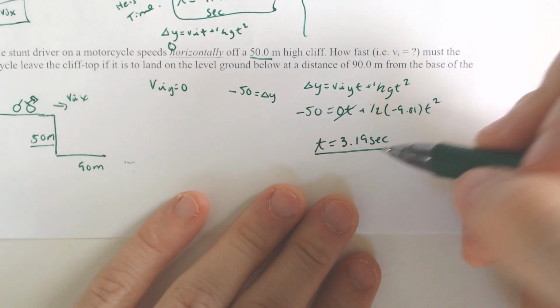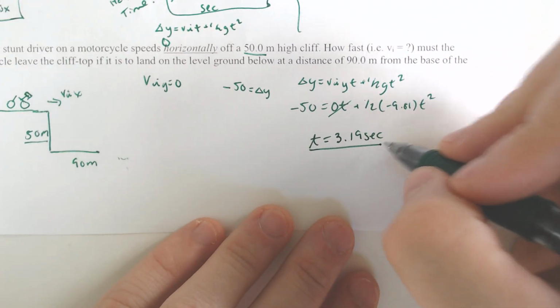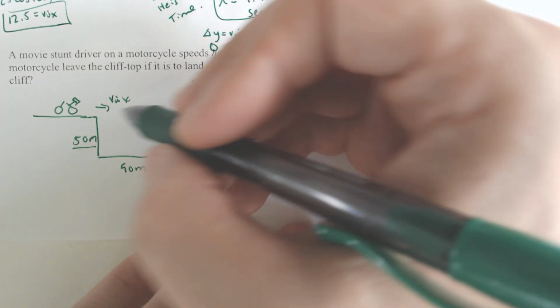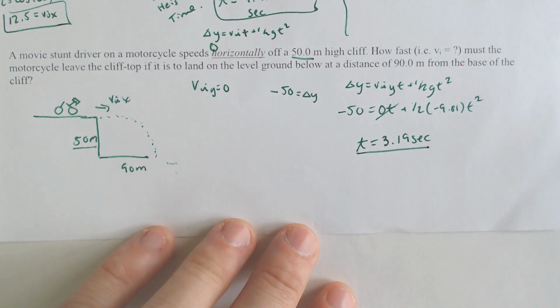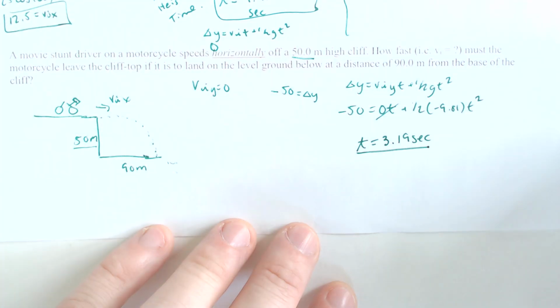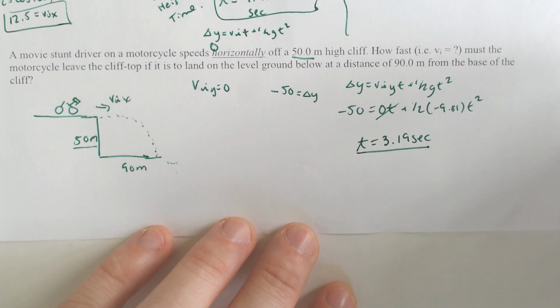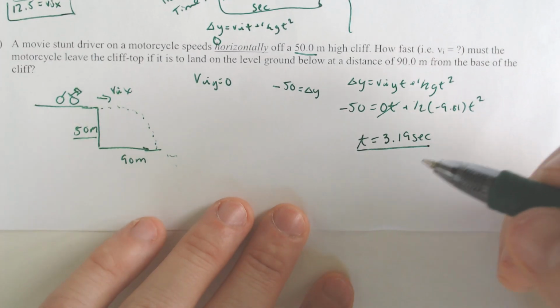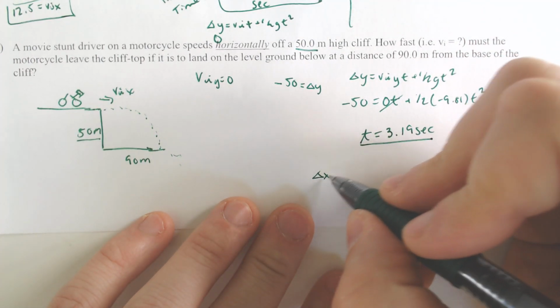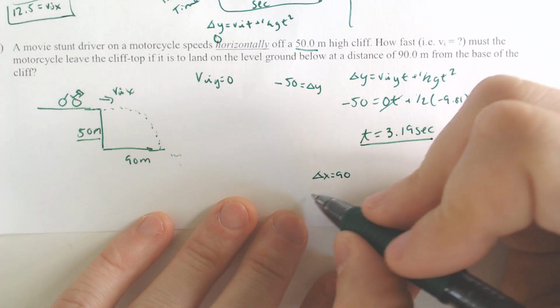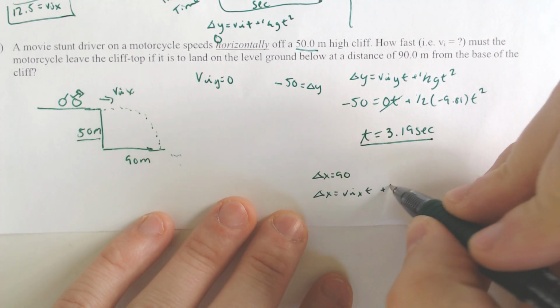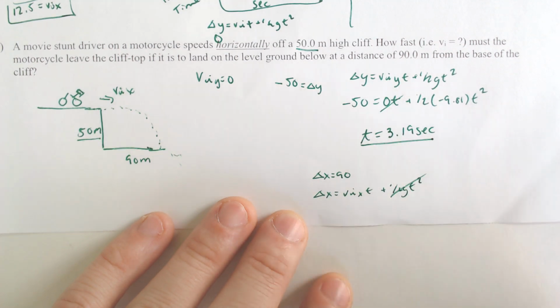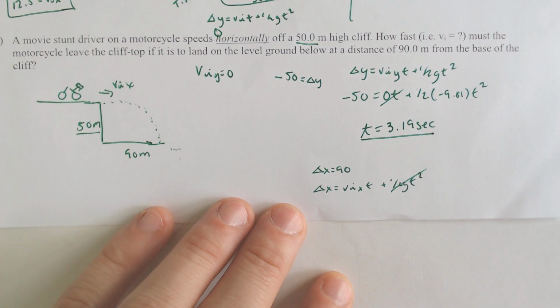All right, that's the time. So we have a time of 3.19 seconds. That's how long he is going to be falling in the air for, going down and hopefully splashing down at 90 meters away where there's something soft. All right? So with that in mind, our delta x we know is 90. So our delta x is equal to VIx times time, plus 1/2 gt squared. But again, for horizontal, no gravity.